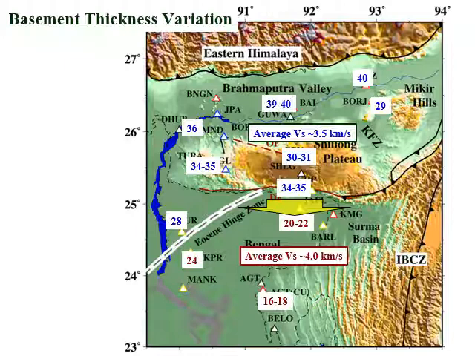So you can clearly see that there is a change in terms of the shear wave velocity and the thickness of the crustal layer without the sediments as you go from the Shillong Plateau into the Brahmaputra Valley, and also as you go from the Shillong Plateau into the Bengal Basin to the south of it.